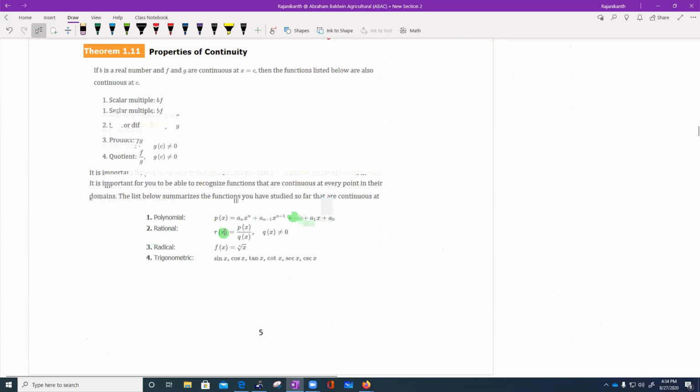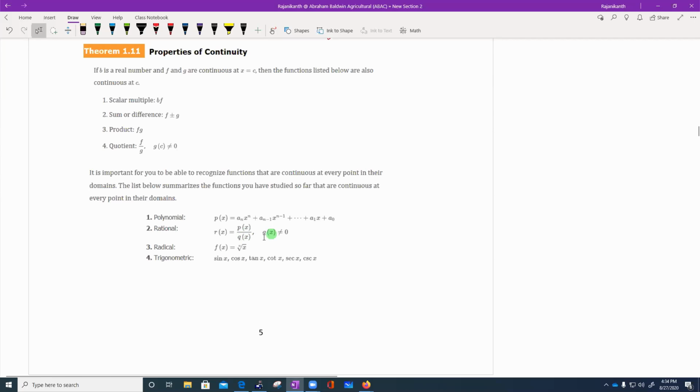The rational function means what? If you can write the function in the fraction form p over q, provided the denominator function is non-zero, then this kind of function is called a rational function, right? The radical function is nothing but whatever we have with the radical notation, maybe square root, maybe cubic root, and it could be any positive number.